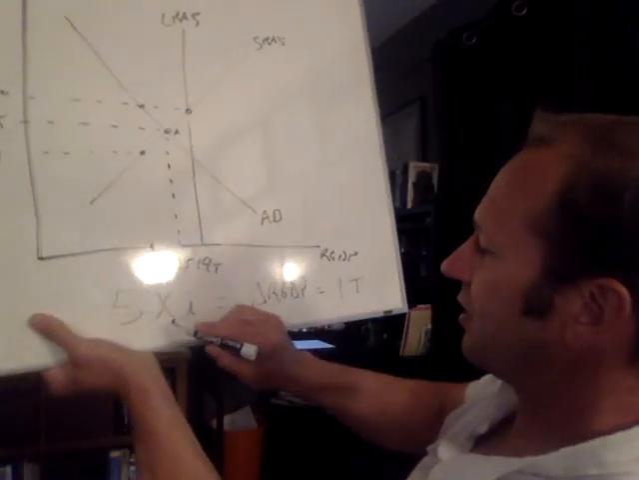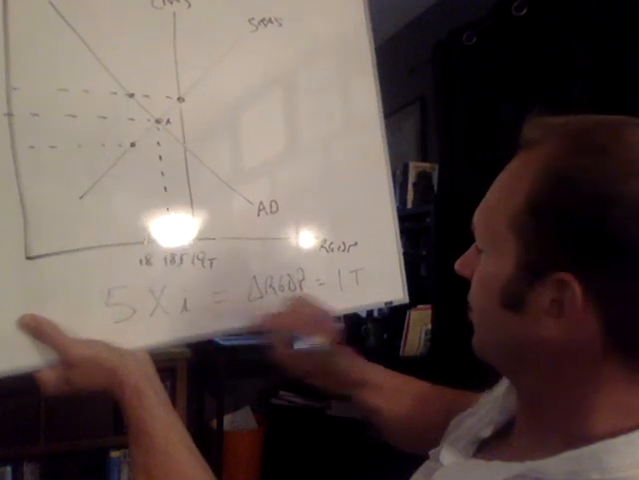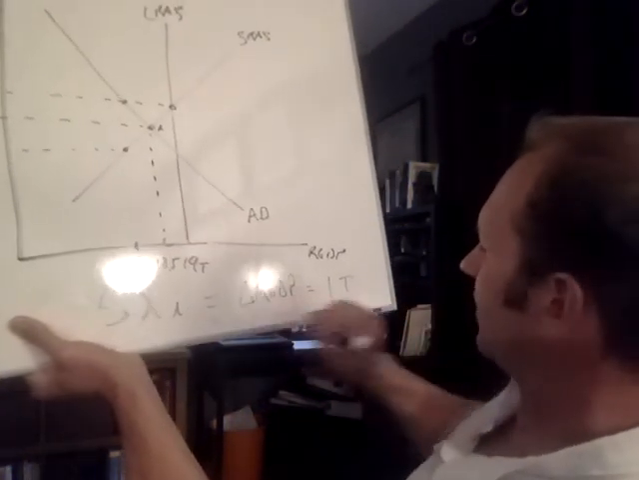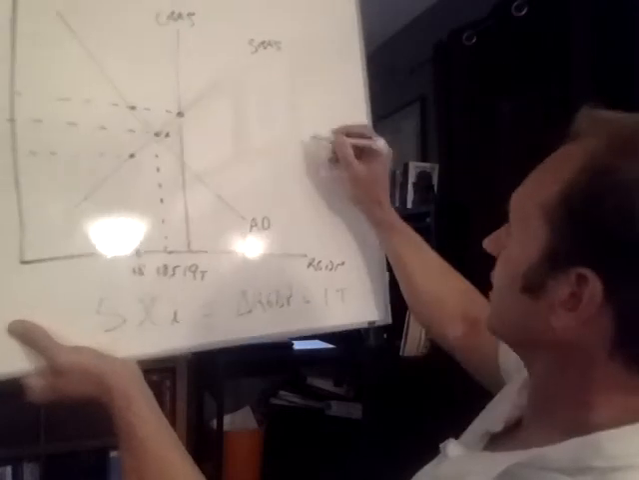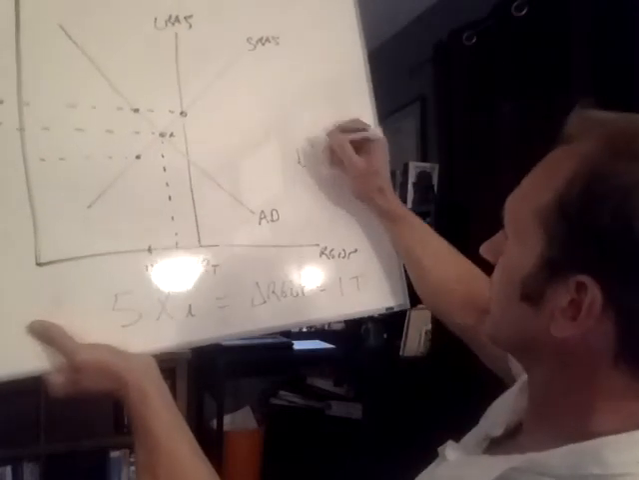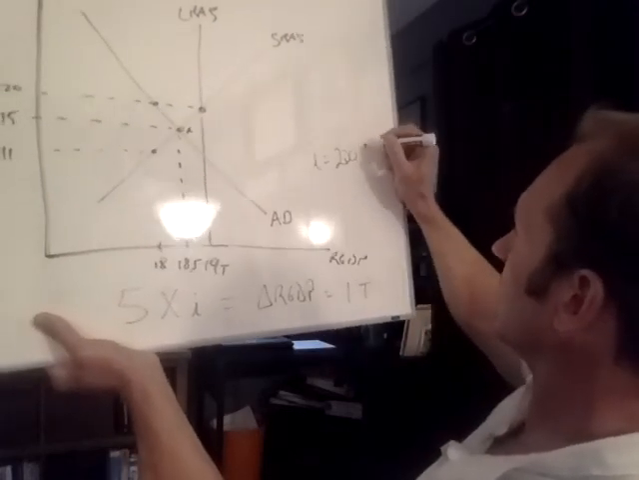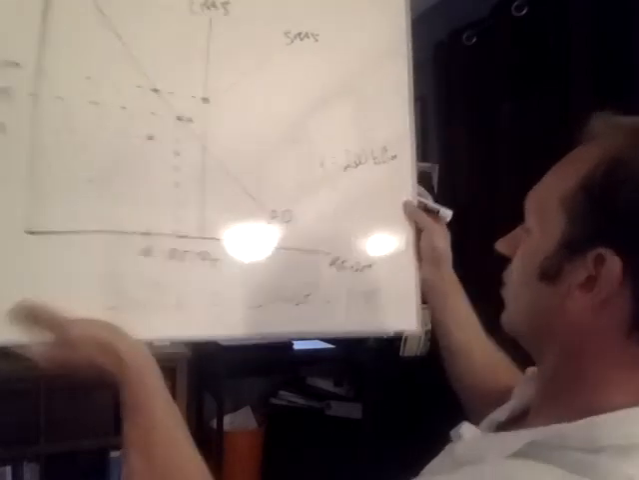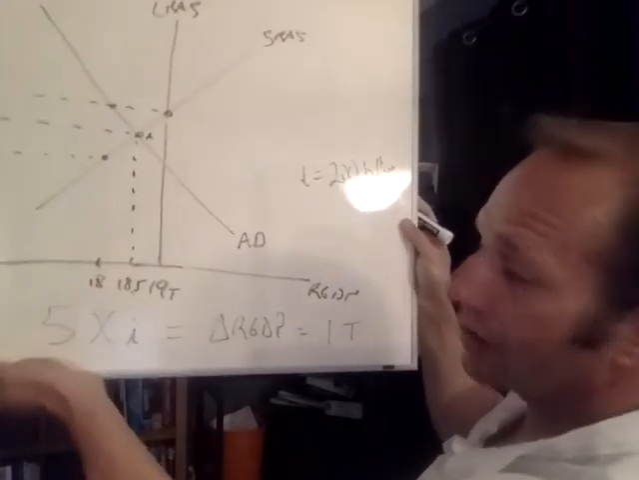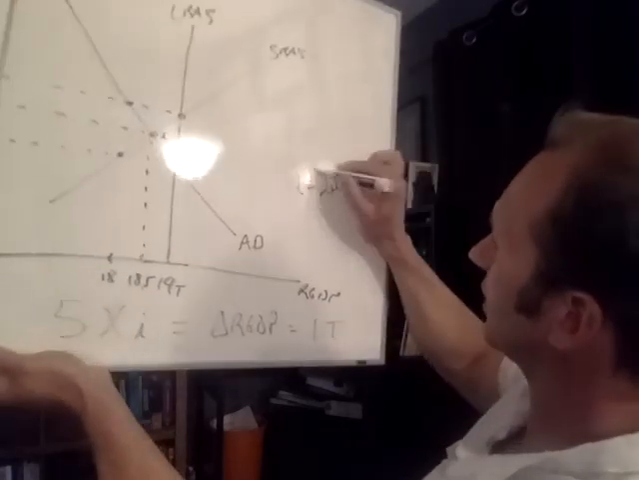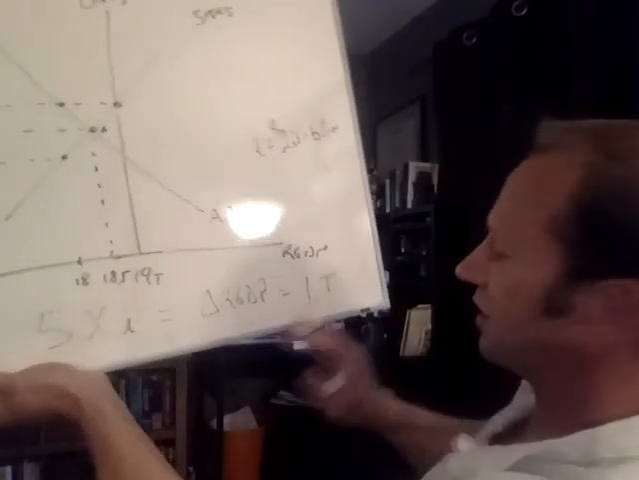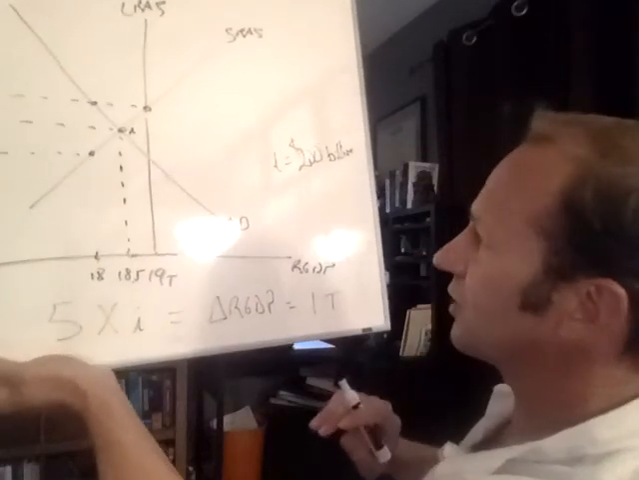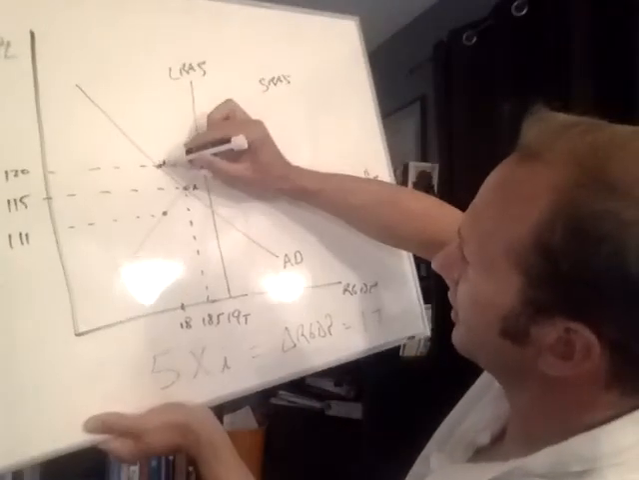And 5 times what initial expenditure will equal $1 trillion? $1 trillion divided by 5 is 200 billion, or 0.2 trillion, which is $200 billion. So I just divided $1 trillion by 5. I think the hard part is seeing that this is the gap.